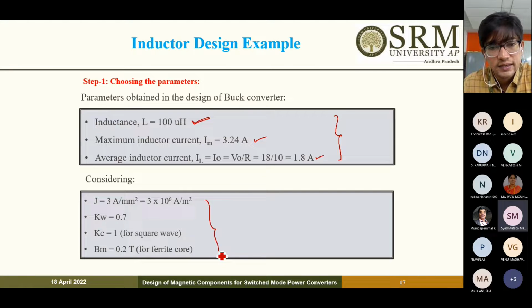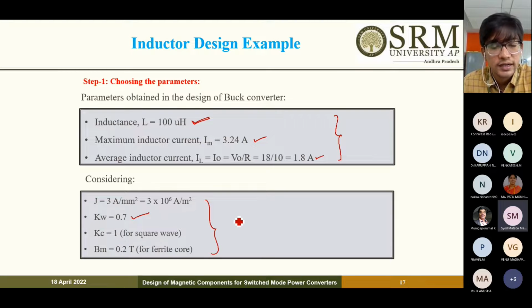This is the fixed data for ferrite cores. The current density will be 3 ampere per mm square. It is in meter square, so it is 3 into 10 power 6 ampere per meter square. So this is the window utilization factor, it is fixed. The core utilization factor is 1 for the square wave.